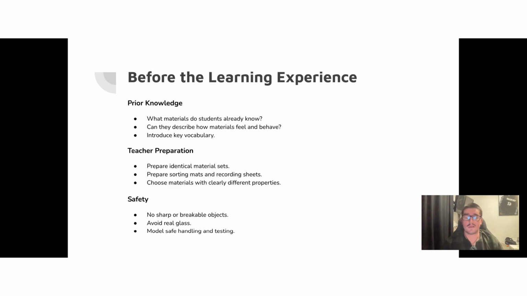In terms of preparation, I would organize identical sets of materials and make sure the differences in their properties are clear enough for our young students to recognize. Safety also obviously needs to be considered. I wouldn't give students real glass or anything with sharp edges, and I'll check all of the objects before the lesson. An initial question, such as how could we describe and group these materials, would also give me some quick formative assessment information before the main investigation begins.